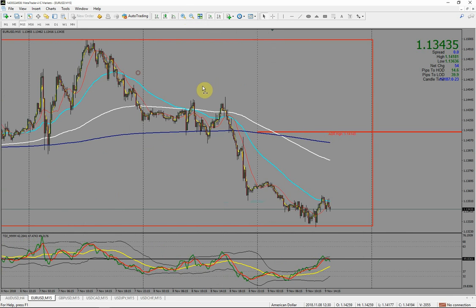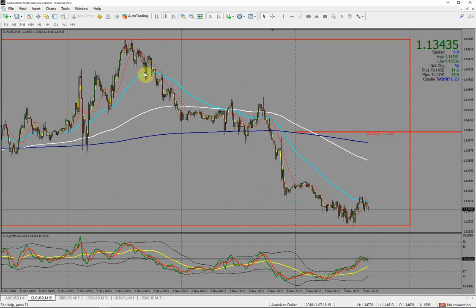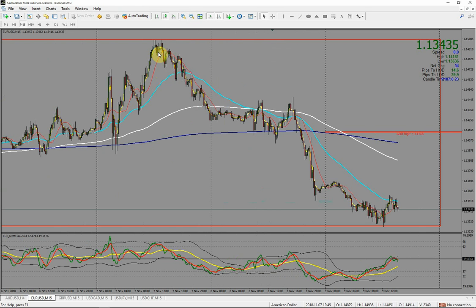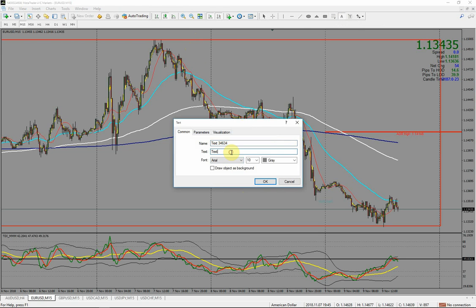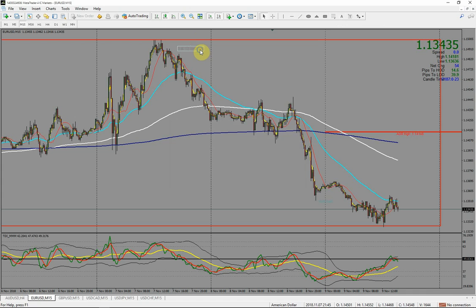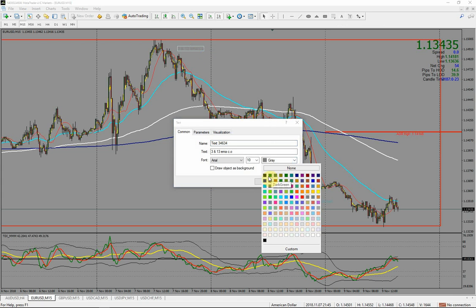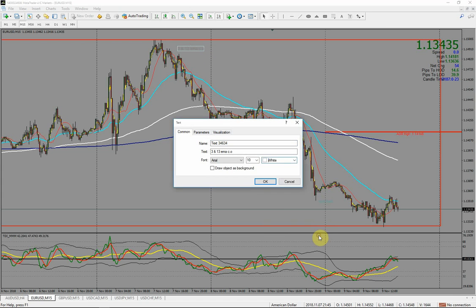So for you to be able to have the conviction of taking this position, you should first look at the 3 and 13 moving average crossover. Let me just type it real quick. It's gonna be 3 and 13 EMA crossover. Let me just change the color into white.